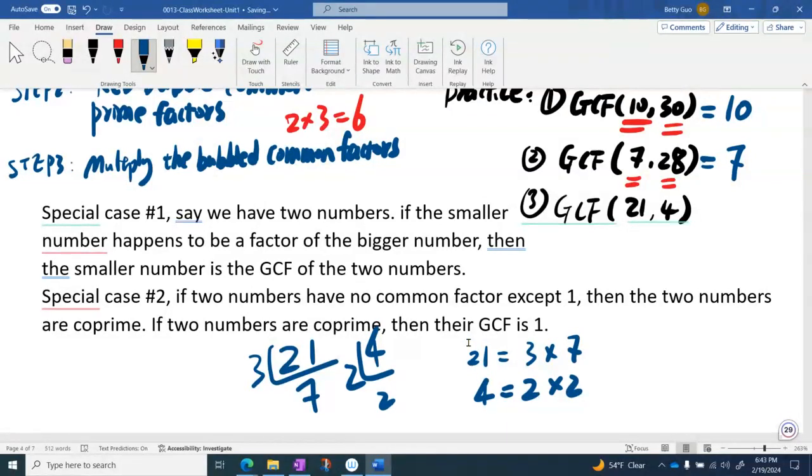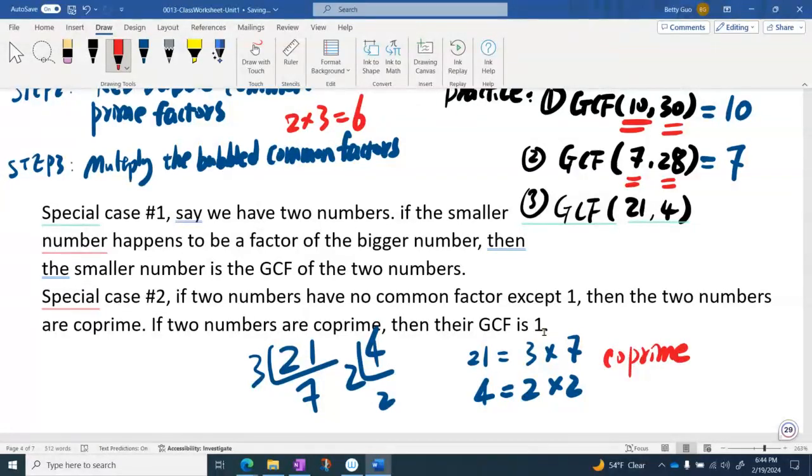Based on the 3-step process, in the second step, we are going to bubble the common prime factors. But we have nothing to bubble because the two numbers, 21 and 4, do not have shared common prime factors, right? 21 is 3 times 7. 3 is not a factor of 4. 7 is not a factor of 4. And the prime factor of 4 is 2. And 2 does not go into 21 completely. So those two numbers are co-prime.